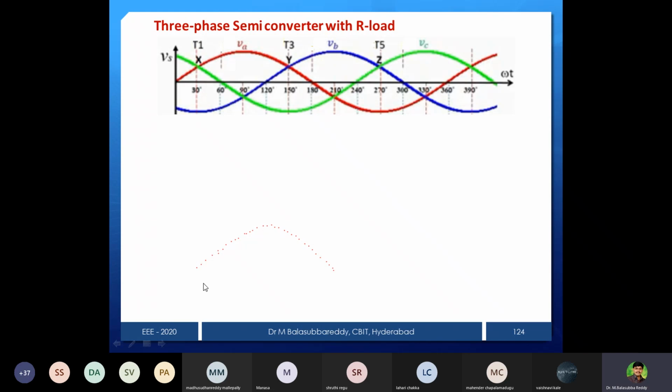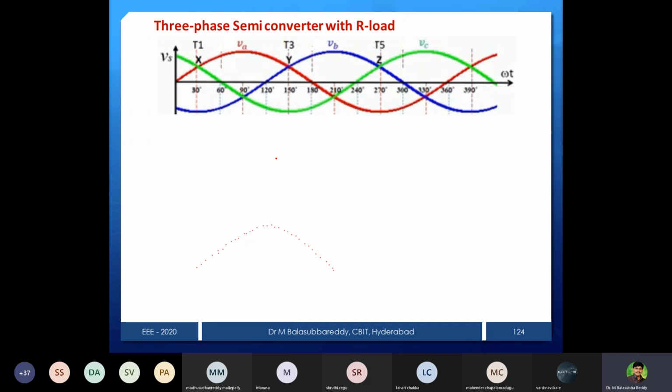At that instant, what will happen? Here we can see that supply voltage is given. T3, T5, T6 are the positive crossovers. Now, why did I mention that instant as a positive crossover? You can see here, one thing for A phase.